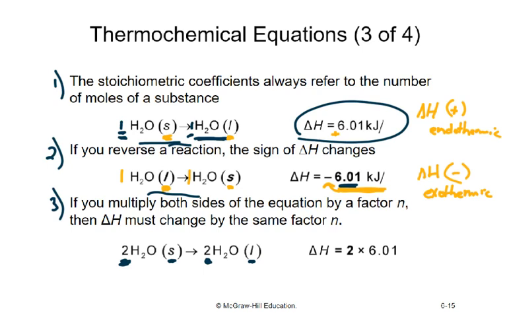How do I determine the enthalpy change for this particular reaction? Well, I'm going to double the enthalpy change, that value. So that means that delta H for this particular process would be the same as it was here, but doubled.